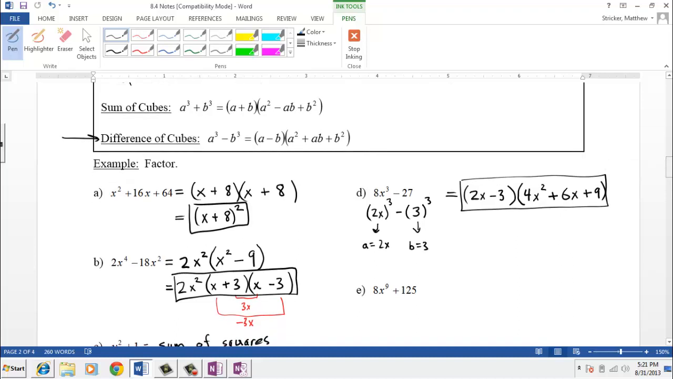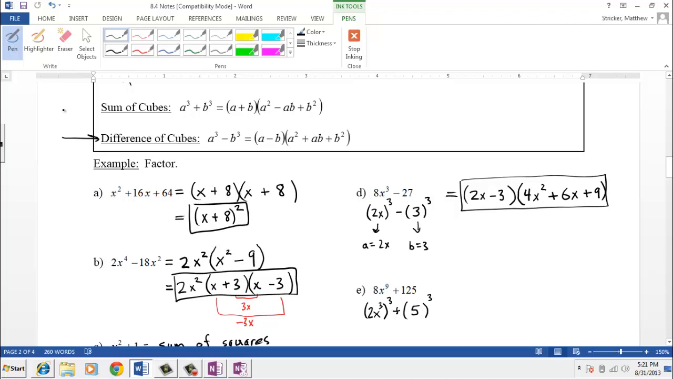The last example here is a sum of cubes. Again, we only have two terms, and the two terms are something cubed plus something cubed. So again, we should try to recognize what it is that we're cubing in both the first term and the second term. The first term is going to be 2x cubed, because 2 times 2 times 2 is 8, and x cubed times x cubed times x cubed is x to the 9th. And then the second part is 5, because 5 times 5 times 5 is 125.